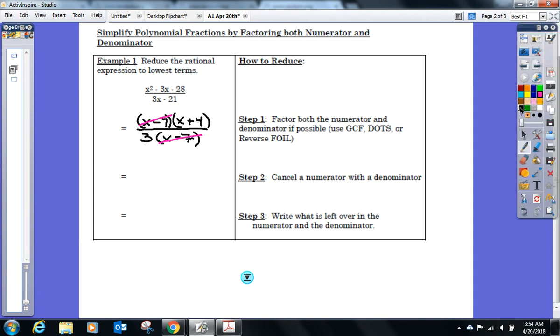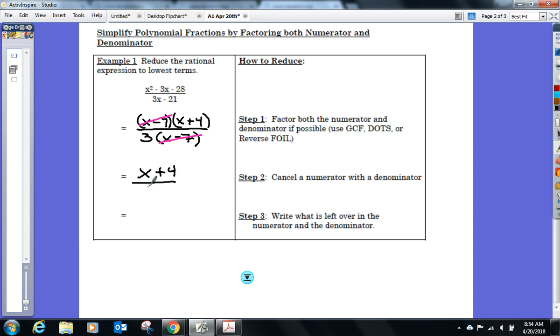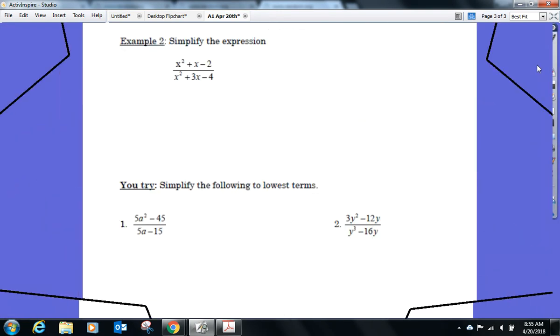What am I left with? In the numerator, what's left? x plus 4, and in the denominator? 3. I cannot go any farther. Again, you see addition and subtraction in the fraction. Factor it, cross out the like terms. All right, let's keep going because this might be a tough concept for you to pick up.